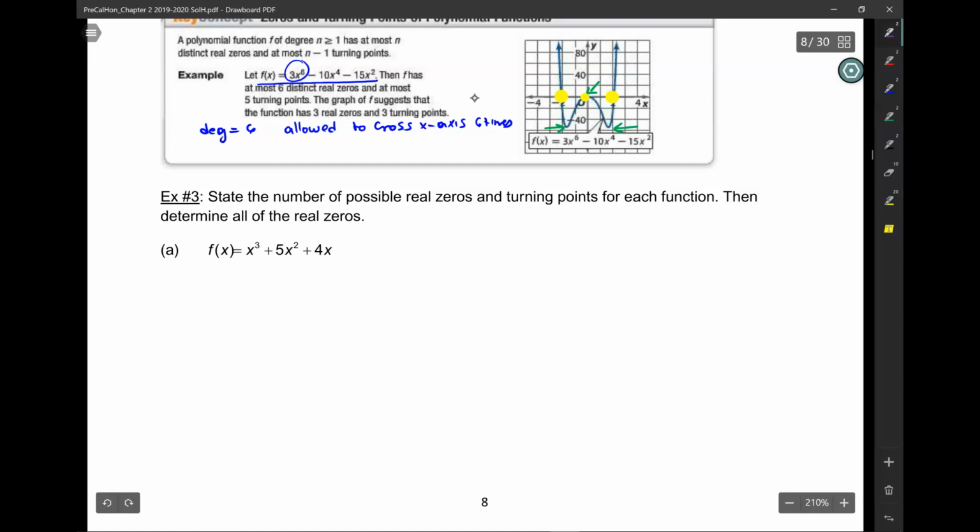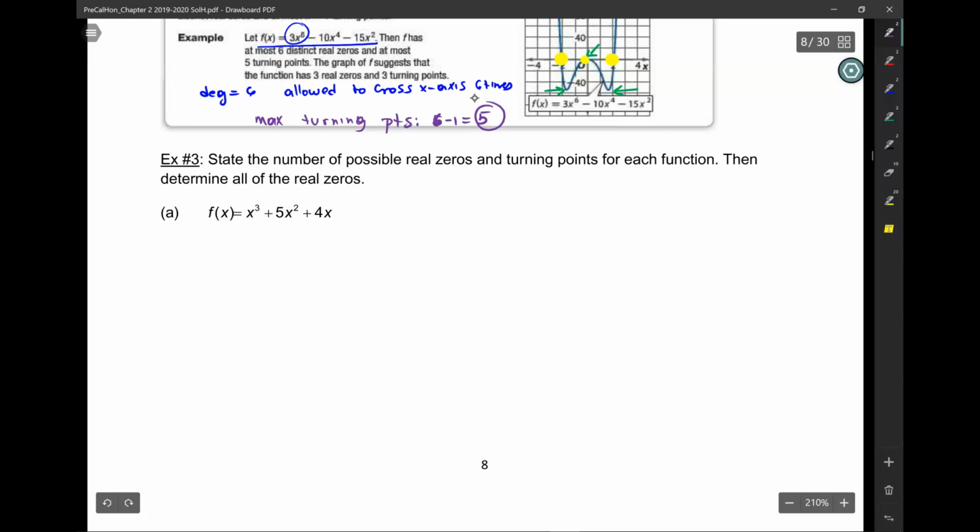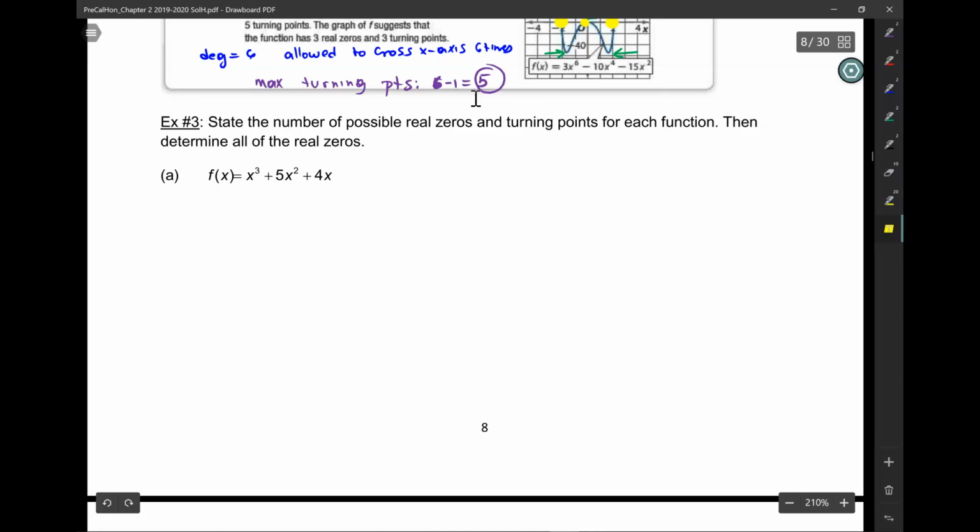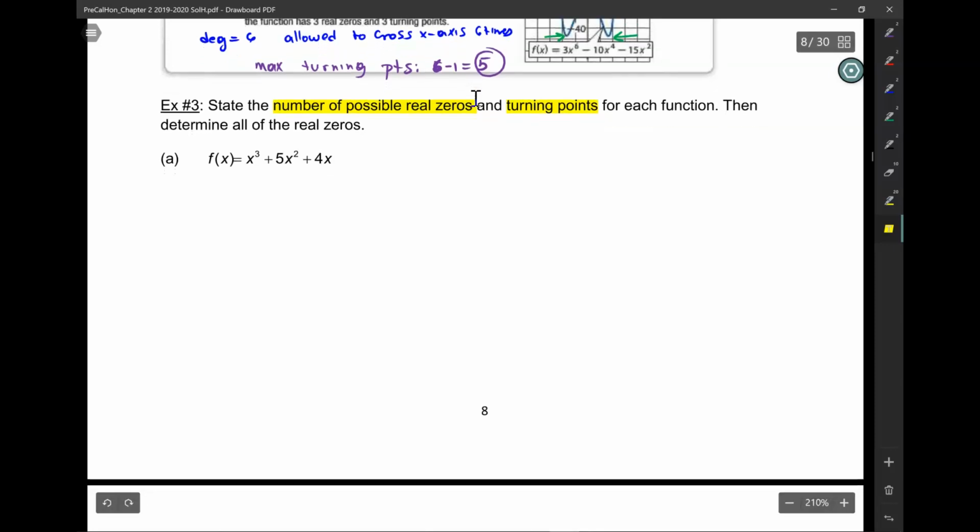Okay, so maximum turning points is 6 minus 1, equal to 5. The way we say it is not how many times it's allowed to cross the x-axis, but the maximum number of possible real zeros. So here we want to state the number of possible real zeros and turning points, and then we have to determine all of the zeros.